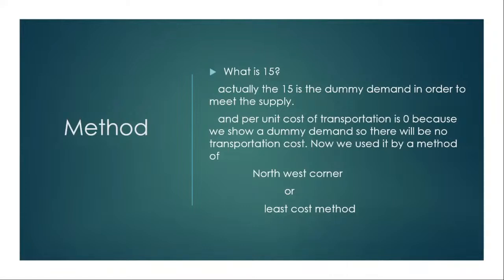Actually, the 15 is a dummy demand added to meet the supply, and the per unit cost of transportation is 0 because we show a dummy demand, so there will be no transportation cost. Now we use the northwest corner method or least cost method.